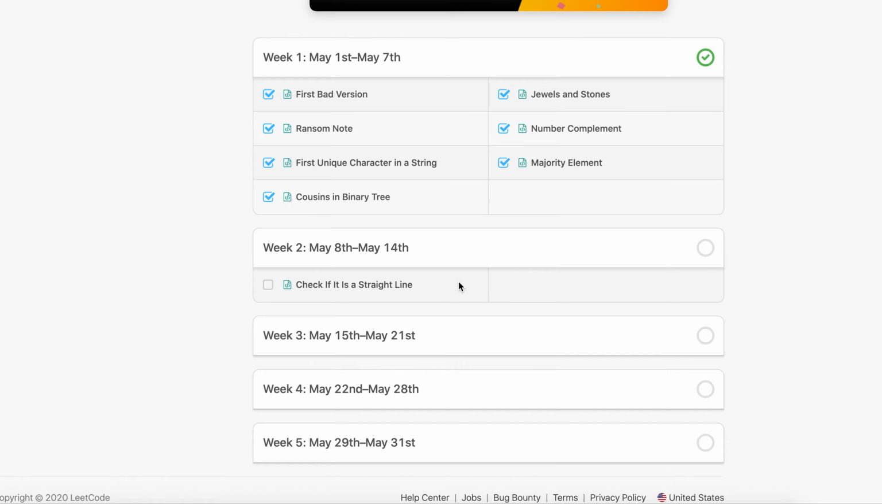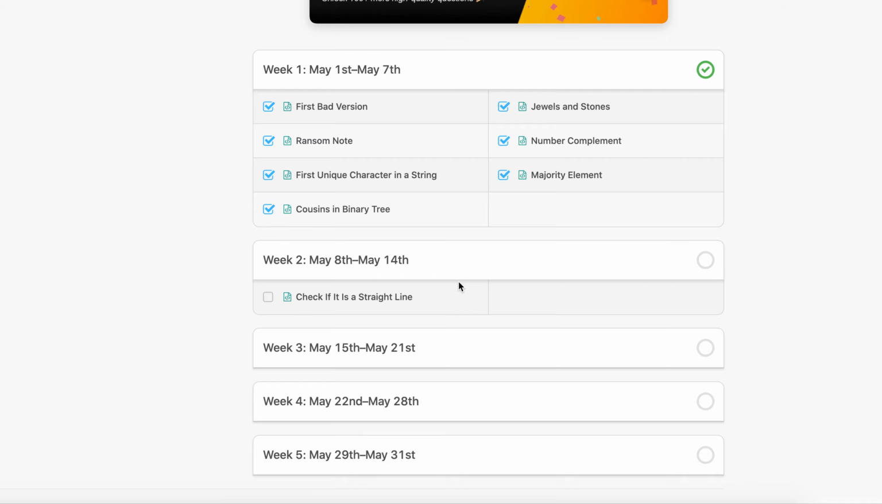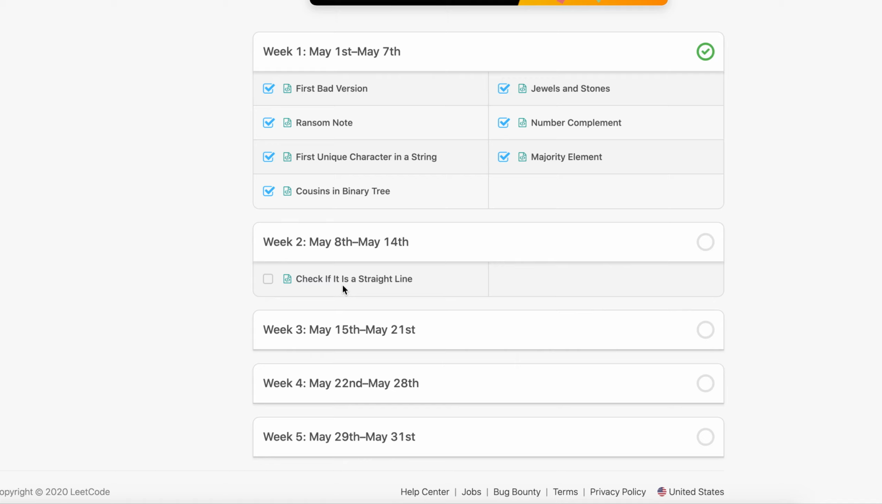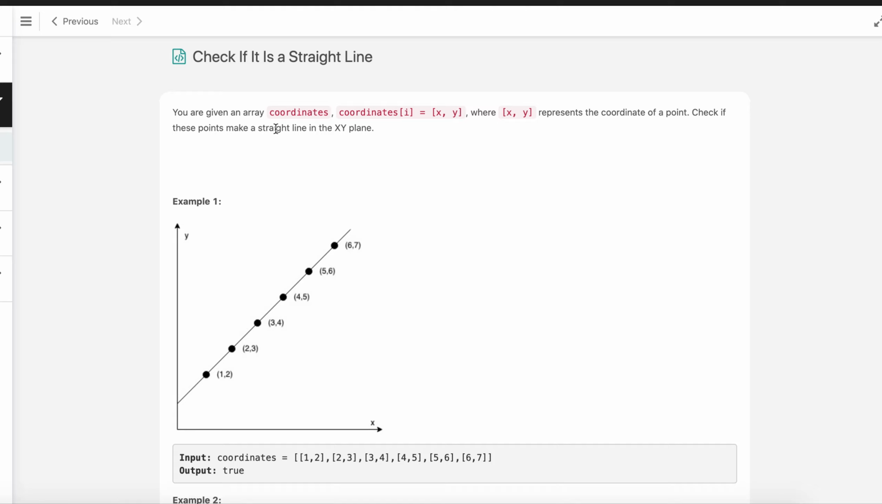Today we are going to solve the 8th problem in the May LeetCoding Challenge, and the problem name is Check If It Is a Straight Line. Let me open the problem. You are given an array coordinates, where coordinates[i] = [x, y], where [x, y] represents the coordinates of a point. Check if these points make a straight line in the XY plane.